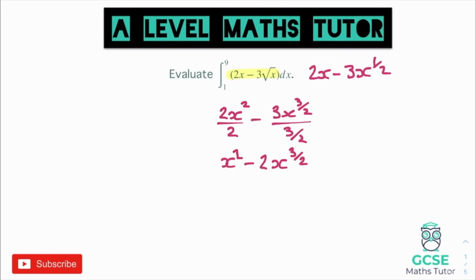So now we have integrated it, what we are going to do is do a definite integral. So for this, what we are going to do is we are going to substitute the number 9, the first number on the top of the integral. We're going to substitute the number 1 in, and we're going to subtract them away from each other.